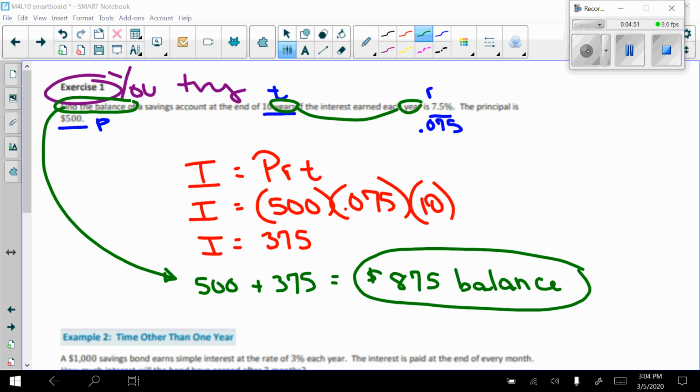How did you do? Did you stop at the 375? Did you get 375? It did say find the balance, so that means you need to take the interest earned of $375 and add it to the principal of what you started with of $500. So it's $875 balance. Balance doesn't mean balance beam. It just means the total in your bank account.